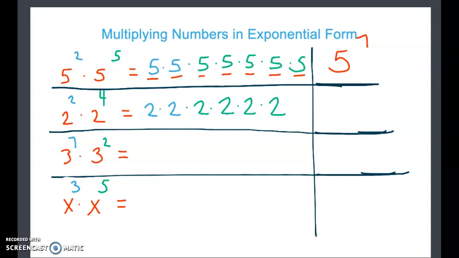So what number is written over and over again? That would be 2. And we've written it 1, 2, 3, 4, 5, 6 times. So we have 6 copies of that 2 being multiplied by each other. So again, pause the video here and try the next 2 examples. Unpause the video so that you can see if you got them correct.